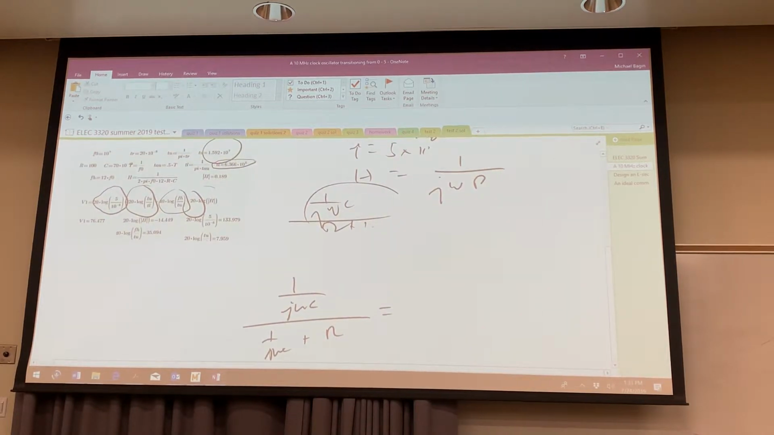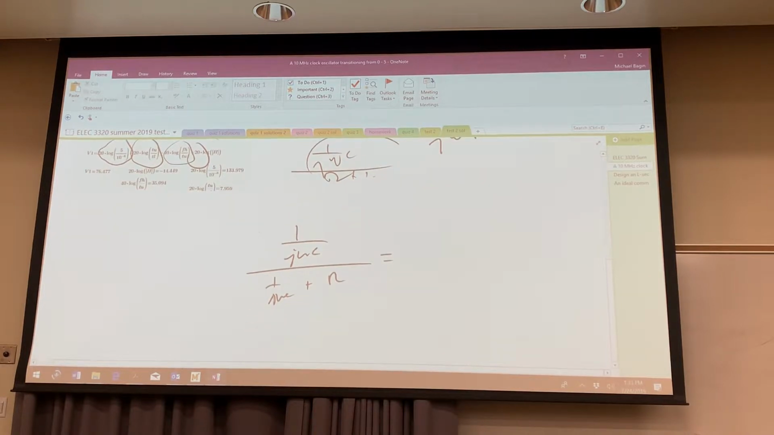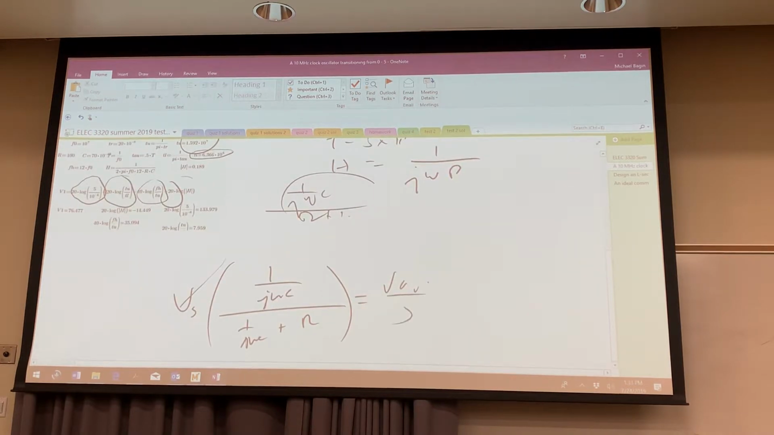This is this times, this is the ratio, this would be this, right? Yeah. Times V source is equal to V out. And so V out over V source, that would be H. Do you agree with me, class?